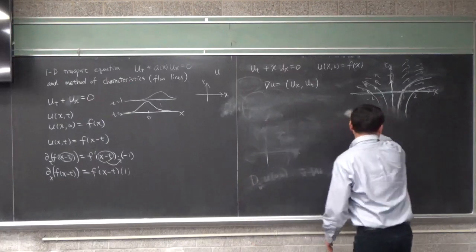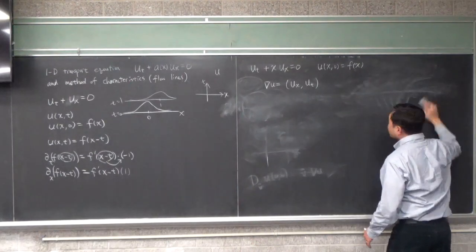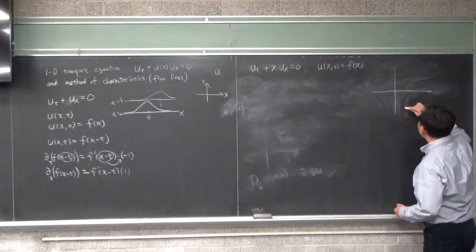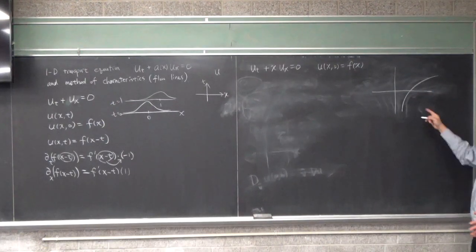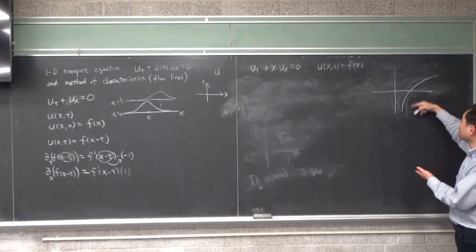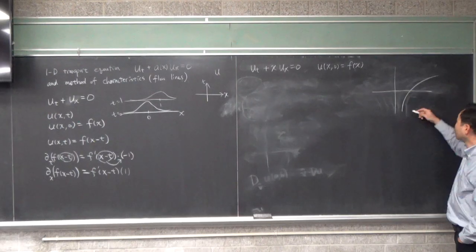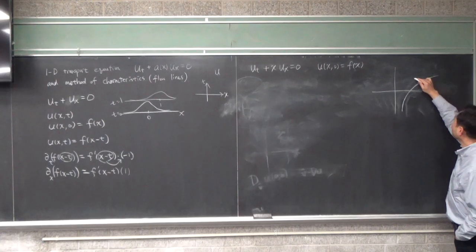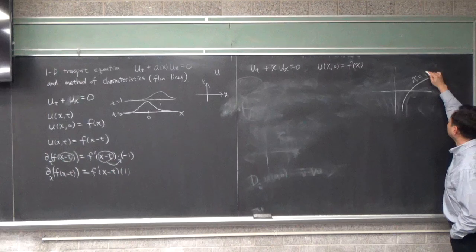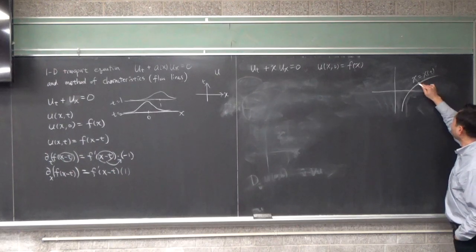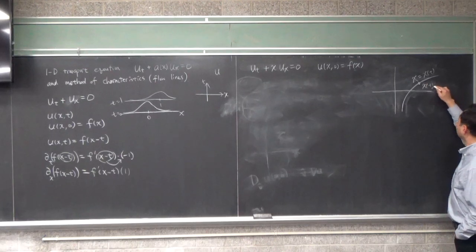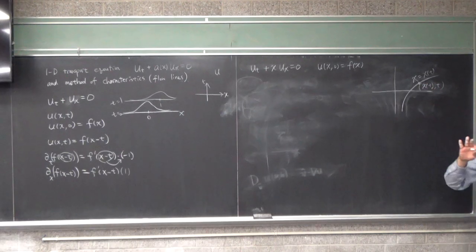So let's try to solve this by using this idea. Well, the idea is to just follow one of the characteristic curves or flow lines. And if it follows the flow lines, you can think of this as x as a function of t. So each point here will be x(t), t.